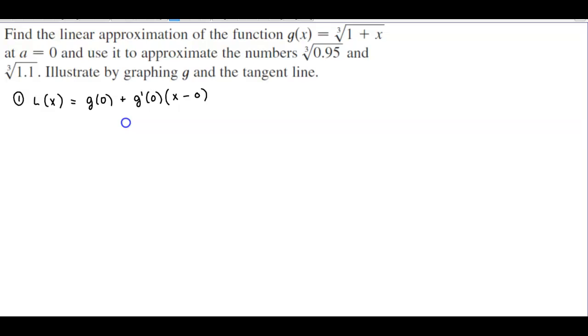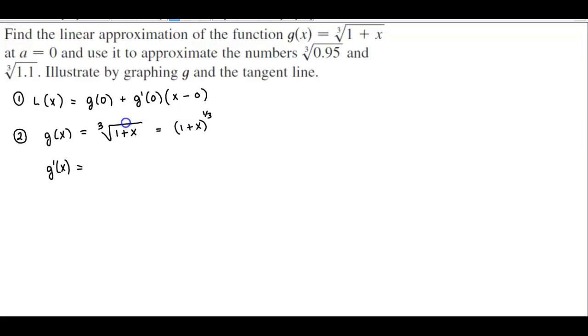So the next thing we want to do is take a look at the function and then take the derivative of that function. So we know that the function g of x is equal to the cube root of 1 plus x, which we also know is the same thing as 1 plus x to the power of 1/3. And so now we're going to find g prime of x.